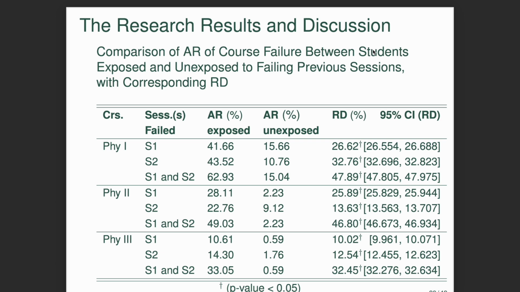This summary table shows how absolute risk differences generally align with relative risk estimates. As expected, students who fail both the first and second sessions face the highest probability of failure. Interestingly, in Physics 1 and 3, the second session carries a higher marginal risk than the first, while the intervals in this table are slightly wider. The p-value remains below 0.05, affirming the robustness of the result.